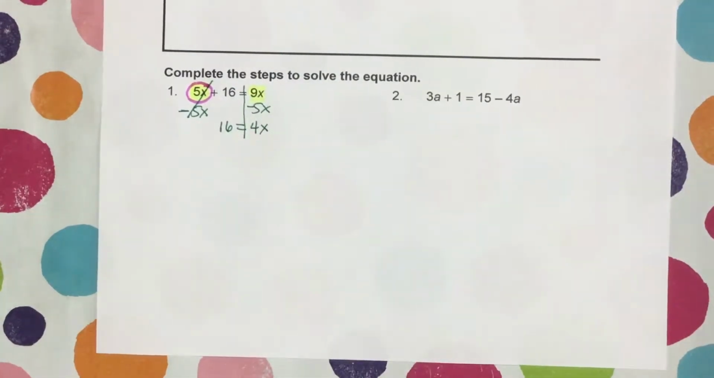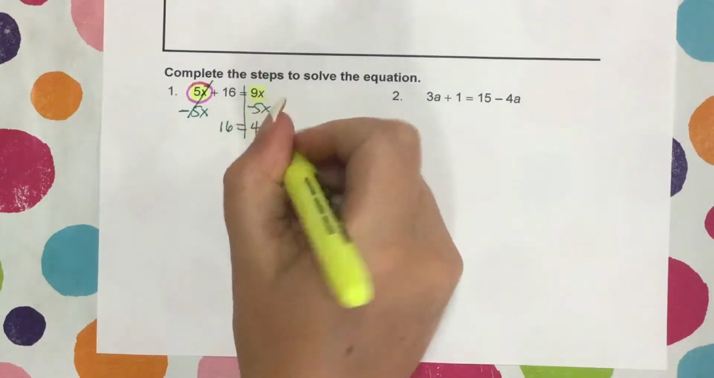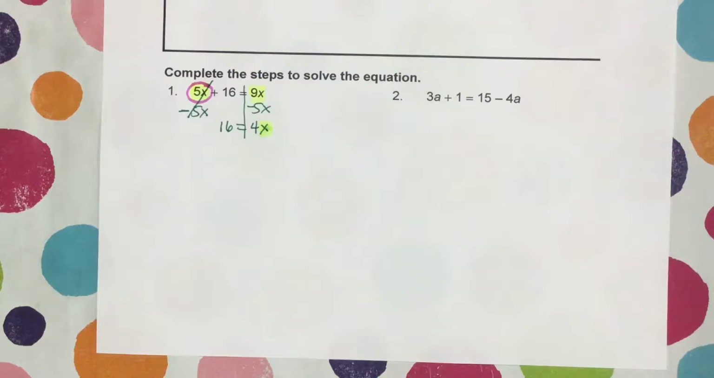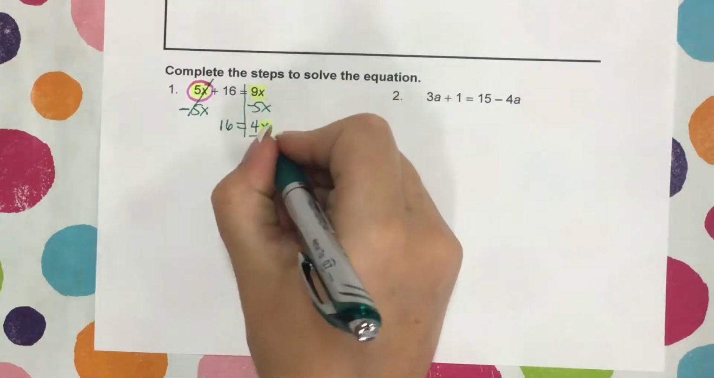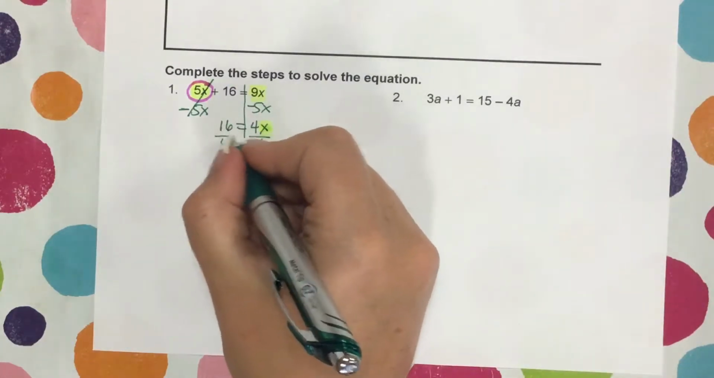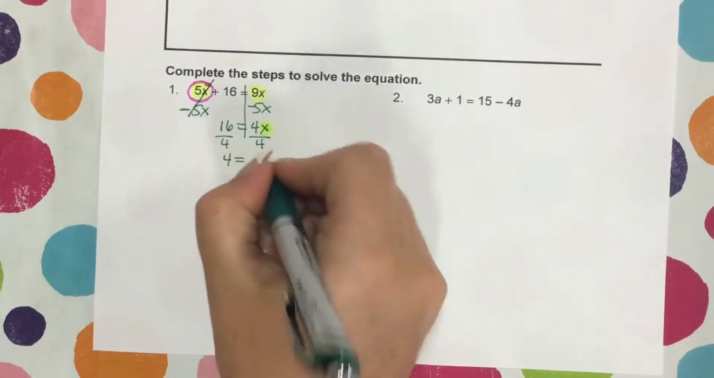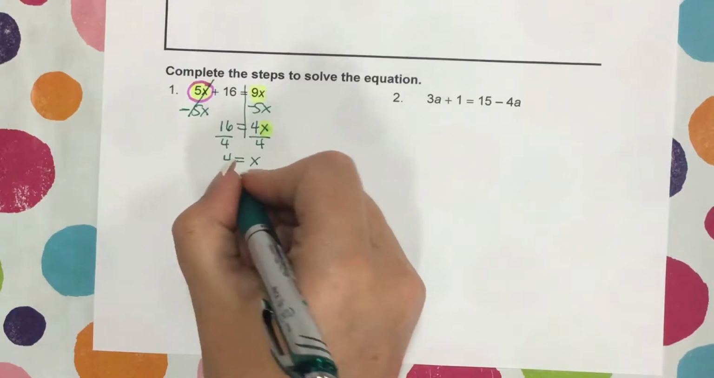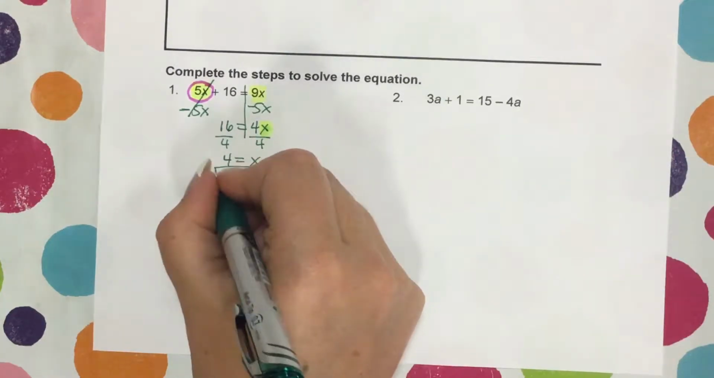And we're trying to get that x by itself. Okay, we have 4x, that's 4 times x, so we have to do the inverse operation of multiplication, which would be division. So we're going to divide both sides by 4. So that means we have 16 divided by 4, which is 4, equals x, or I always like to write it as x equals 4.